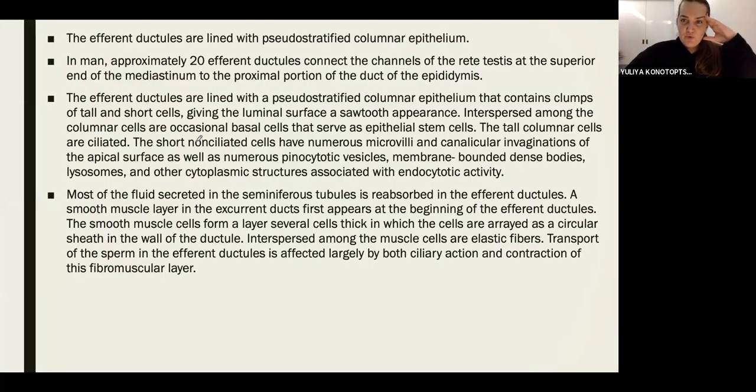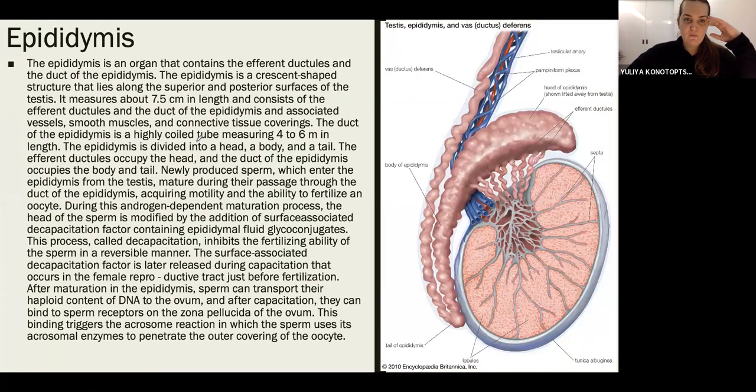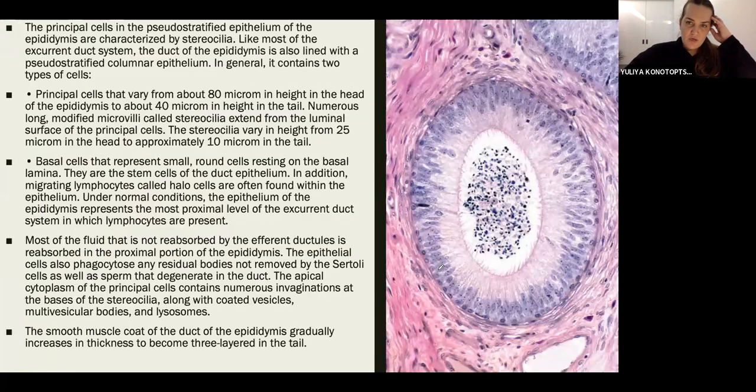Okay, vas efferent, we talked about it, so read it at home. For epididymis it's the same thing. We talked about it, read it at home. You remember, right? Head, body, tail. So it's just a repetition of everything that I have said. Okay, this is important. This is the vas efferent. No, this is the epididymis, sorry. Okay, so this is the epididymis.